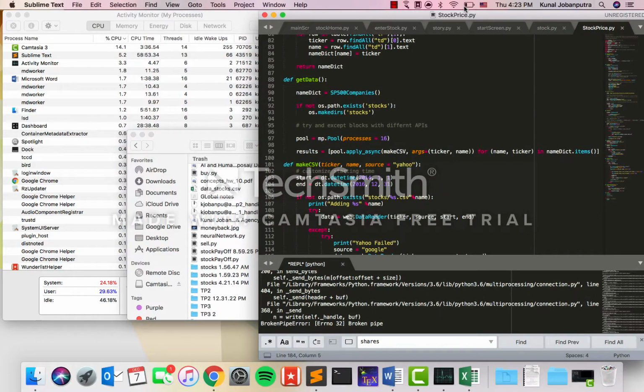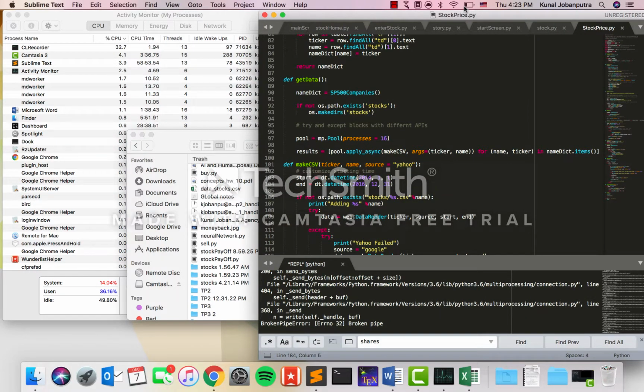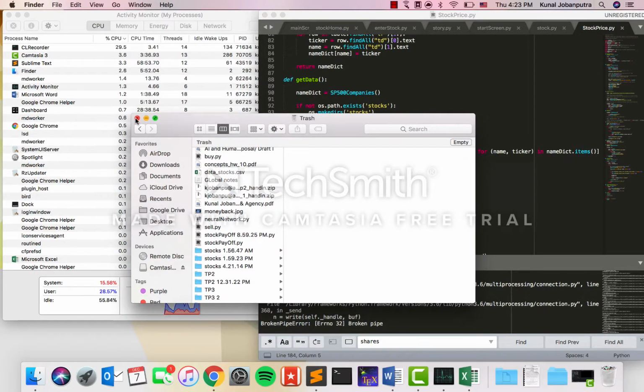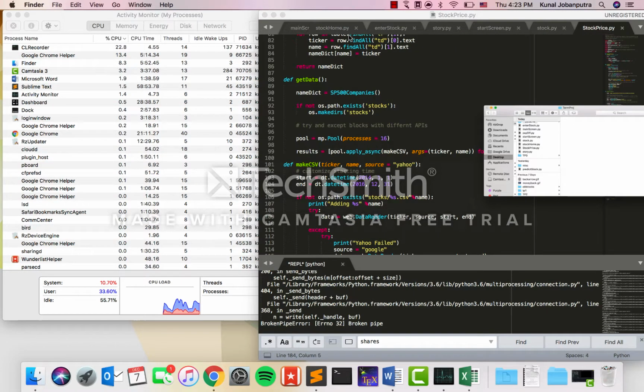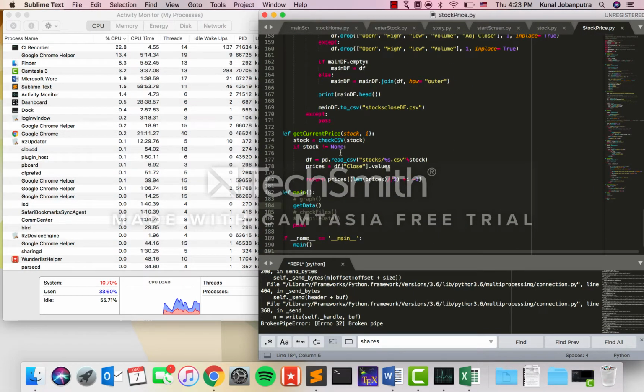In order to graph all the data and to get the stock price predictions, I had to do a lot of web scraping to get the S&P 500 company data. So in order to show you in real time how fast I can do this, I'm going to delete all my stocks, and I will compile this.